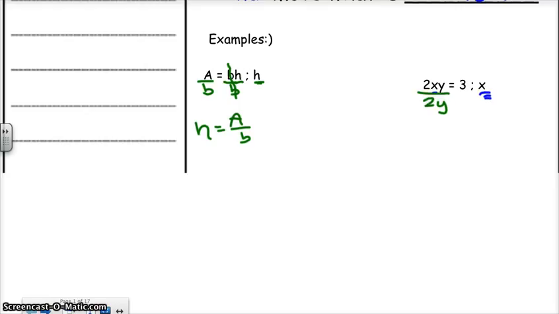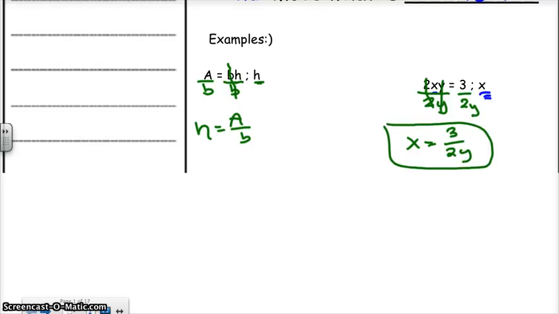If I divide the left side by 2y, then I need to divide the right side by 2y. Notice what happens. The 2 and the y's cancel out. I'm left with x is equal to 3 over 2y. And I'm done. It looks so advanced because you've got all these letters, but it's the foundation of algebra. Just applying the inverse operations, and it will get you there. So you're always asking yourself, what's by it? What am I doing to it? And how do I get rid of it?